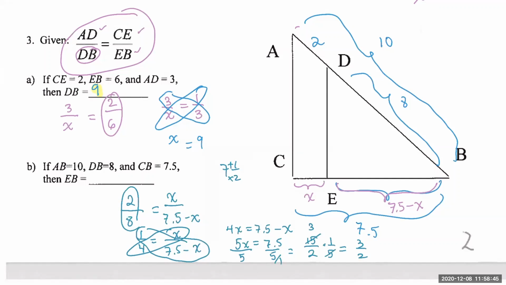1.5, right? X, what we solved for, was 1.5. So what does EB equal? If CE is 1.5, what is EB equal to? Good, it should be the difference between 7.5 minus 1.5, which is your x. So if you subtract the 2, you should get 6 as your correct answer.